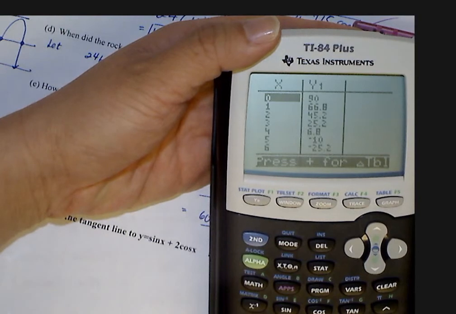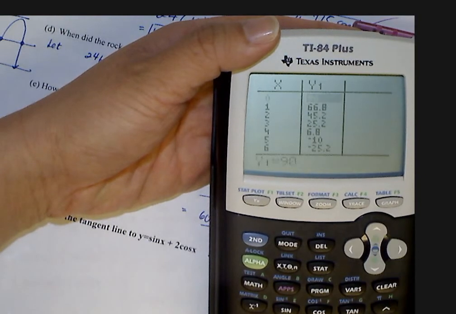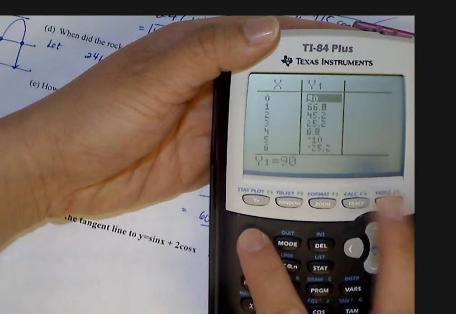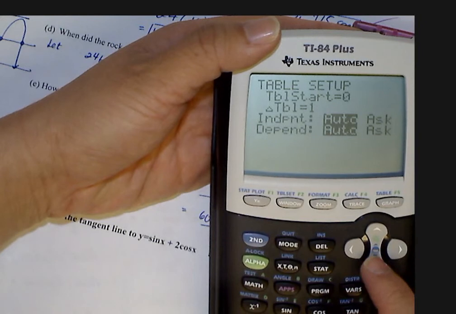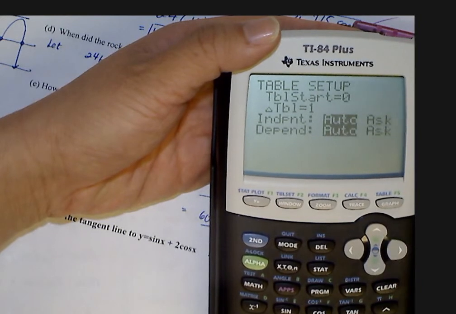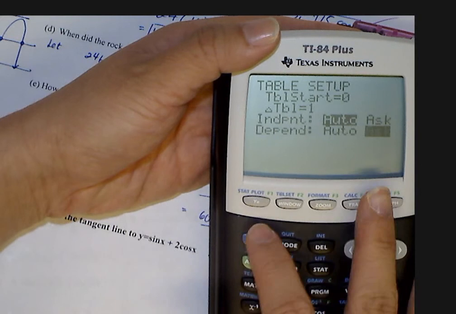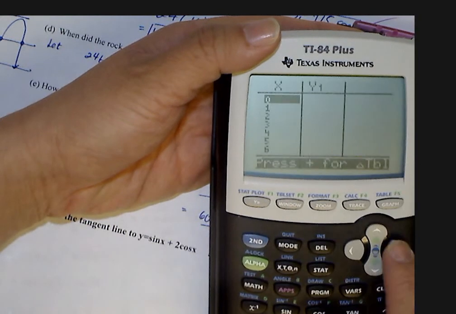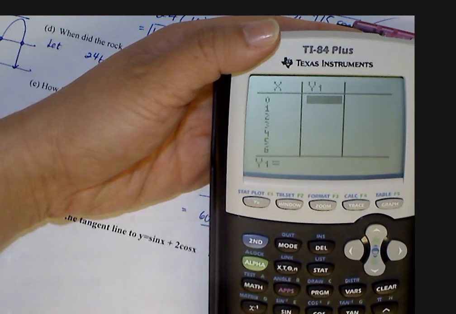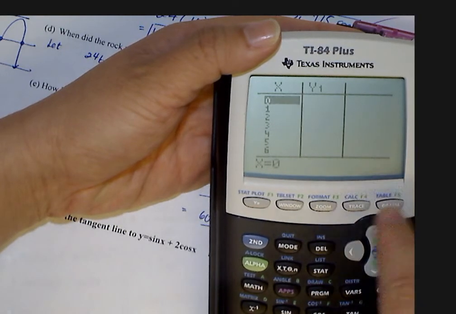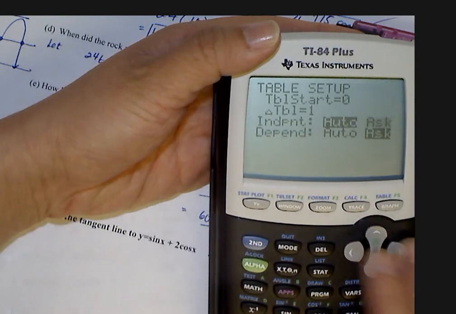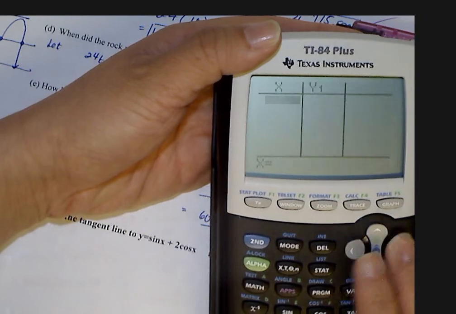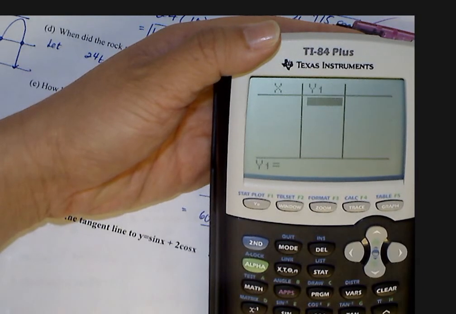So you want to know when it equals 0, right? So I have to go to table set. I want my dependent variable to be ask, and my independent to be auto. So I tell them, hey, look, I want this to be 0. If you go to the graph while it's on trace, you just hold the 0. Yeah, it'll show you. So I want this to be 0. Oh, that doesn't work. Maybe that doesn't work because it wouldn't pass the vertical line test.